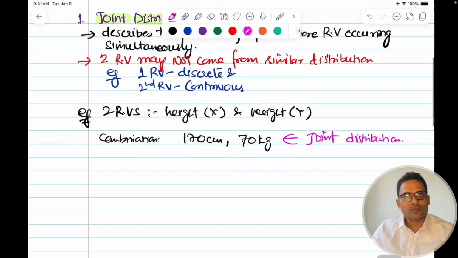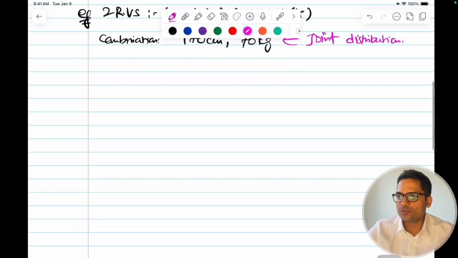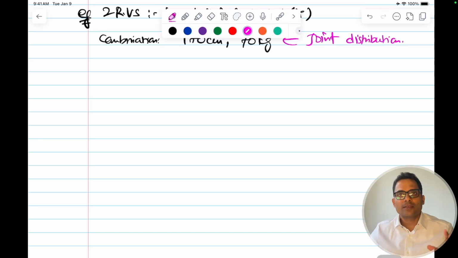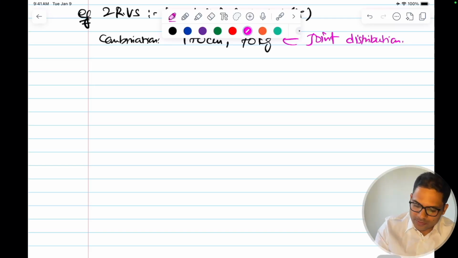Okay, I hope this is clear. So let me set up the example which will be clearer. Let's say we have two bags, and the first bag contains 2 red balls and 3 blue balls, and the second bag contains 3 red balls and 2 blue balls. So how is it? There are 2 bags.